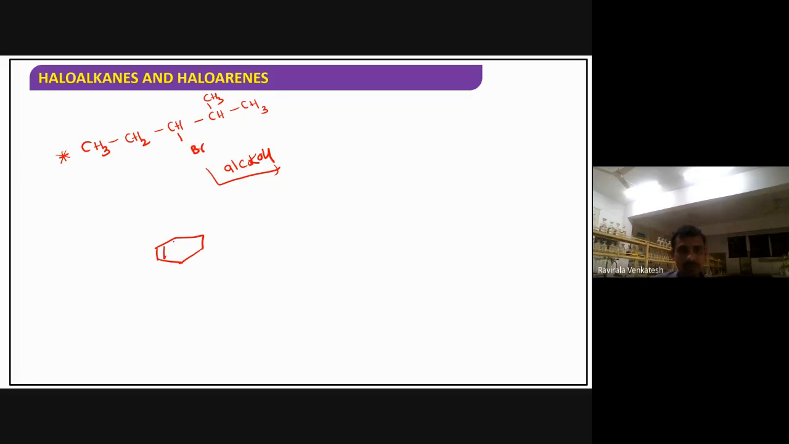One more I am writing here. This one is very, very important. When you do it with alcoholic KOH, you can take chlorine also. Now what is the product here? Again, I am saying, this carbon is the alpha carbon. This carbon is the beta carbon, and here one more carbon will be there. That will also be beta. It's nothing but CH3 only.